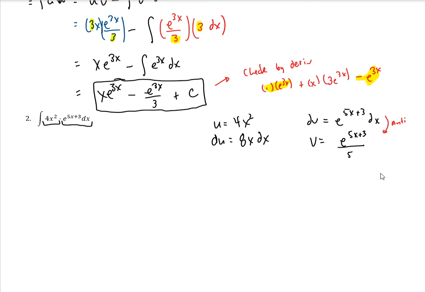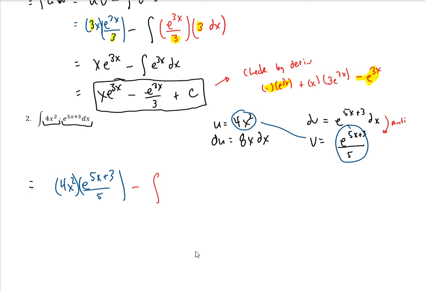Remember, check when needed. Okay, but now the way I usually set it up, so on the previous one I set up u and v, I usually just go straight to equals and doing my diagonal. So these will multiply each other. Okay, so I've got 4x squared times the e to the 5x plus 3 over 5. And then always minus the integral of these ones multiplying each other. Okay, so this one gets double action. And it doesn't matter the order. This one has dx on it, so it should probably be last.